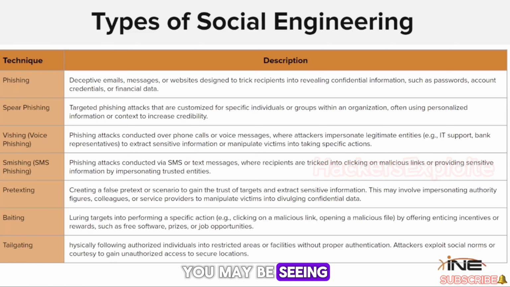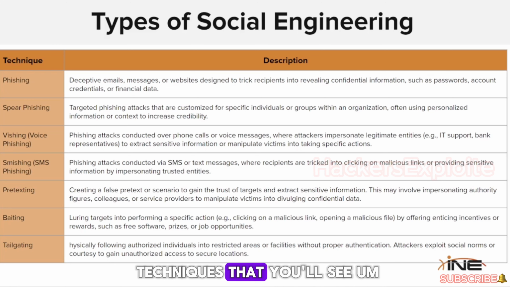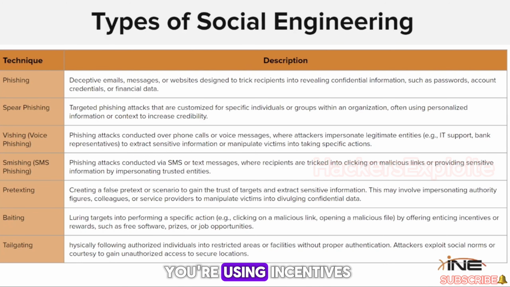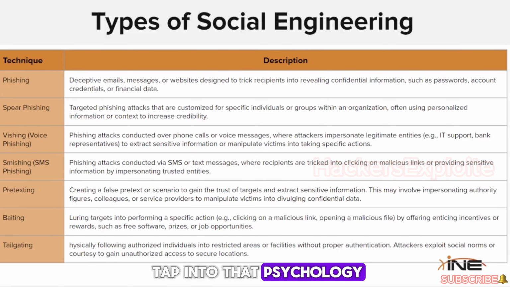And again, you may be seeing sort of an overlap here, and that's fine, but these are the various types or techniques that you'll see. The difference between phishing and baiting is that you're using enticing incentives like free software, prizes, or job opportunities. So you're trying to tap into that psychology that I mentioned, or the human element, if you will.